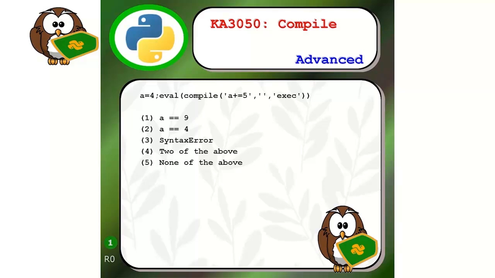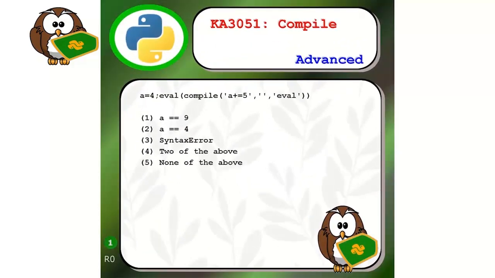KA3050, when we're compiling something, for example, we start off with A being assigned to the value of 4, and we're going to evaluate a compilation process where we're simply going to add 5 to what's out in our global environment. Using exec, what would we create? Either 1, A equals 9 afterwards, 2, A equals 4, 3, a syntax error, 4, 2 of the above, or 5, none of the above.